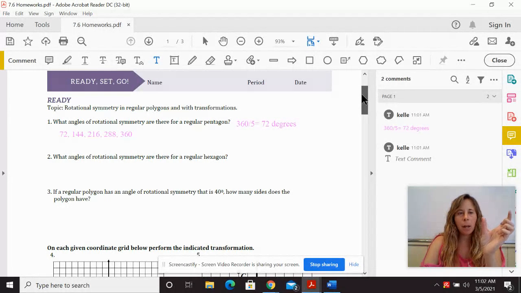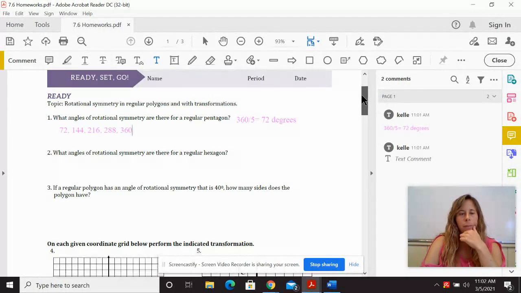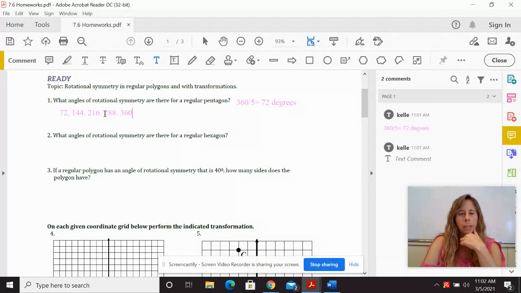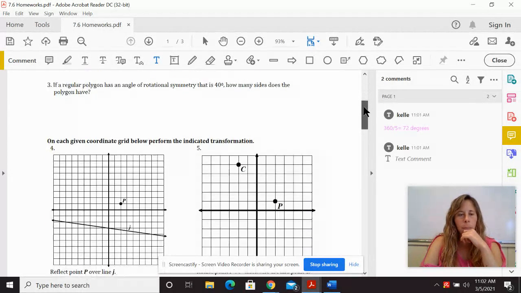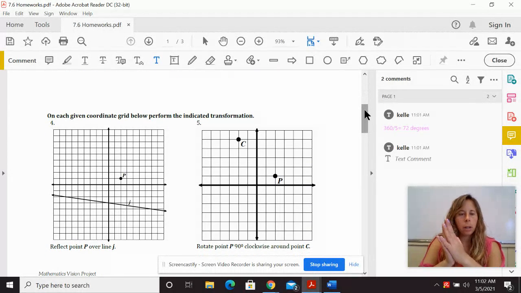So if I rotate a regular pentagon 72 degrees, it will rotate exactly onto itself. And that's true for all of these angles. All right, so you're going to do that for a hexagon. And then you have to work backwards on number 3. Number 4. On each coordinate grid below, perform the indicated transformation.